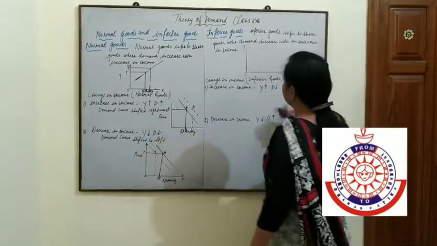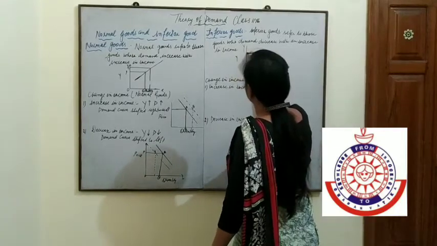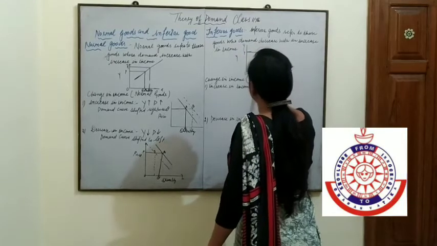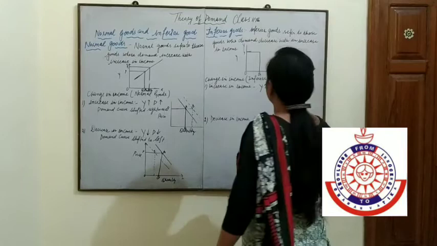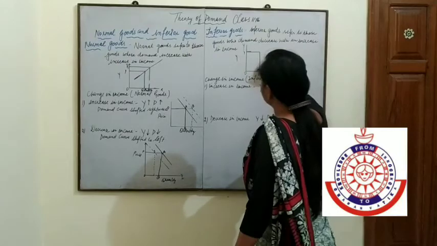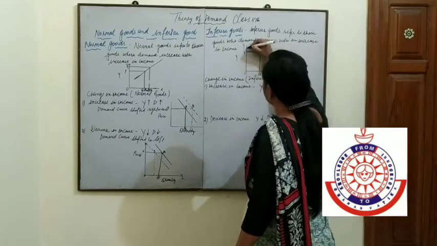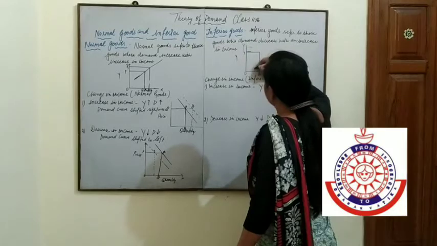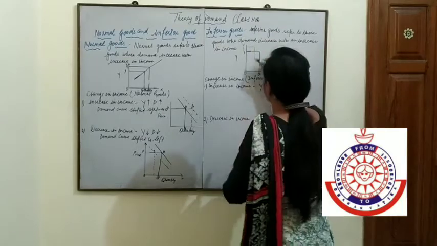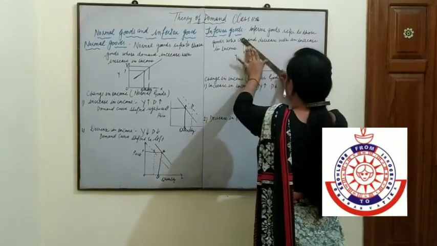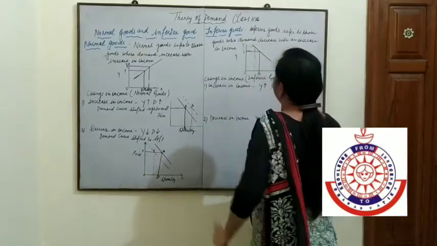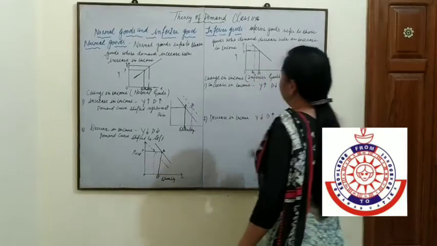So, whenever our income is increased, suppose when income is Y, we are demanding OQ quantity. Now, if income is increased, then we are demanding less. If income is increased, then we are demanding less of inferior goods. So, it is a negative slope with the income. As income increases, we are demanding less of inferior goods.